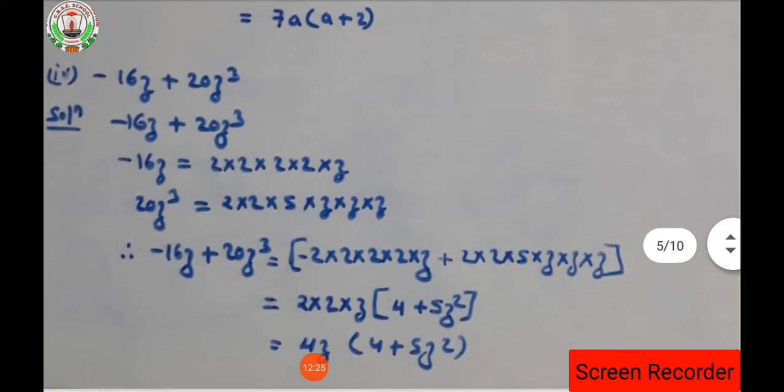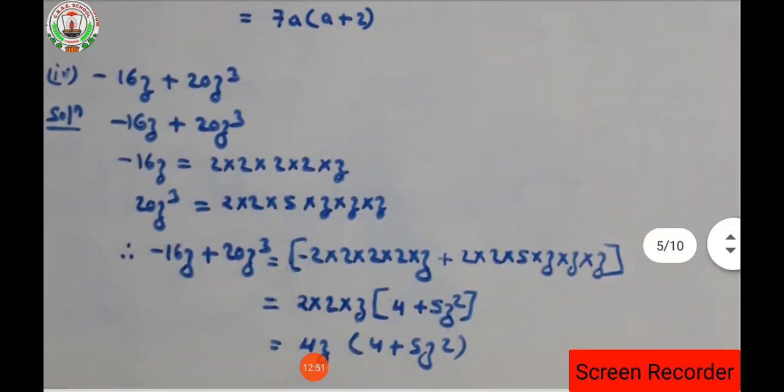In the same way, fourth part, minus 16z plus 20z cube. So we can expand the 16 as 2 into 2 into 2 into 2, and z is there, so z will be there. Keep it in mind that the minus sign is here with the 16. Then 20z cube can be written as 2 into 2 into 5, and z cube can be written as z into z into z. So writing the expanded form in the question's form, keep it in mind, minus is there.